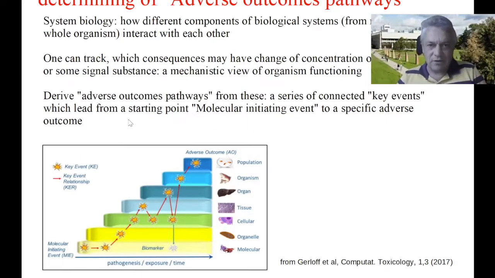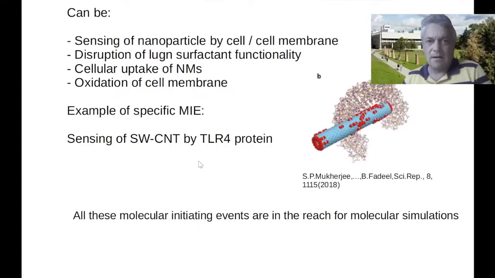Such adverse outcome pathways are developed in system biology. So for many adverse outcomes, it is known which molecular initiating effects lead to certain adverse outcomes. Such molecular initiating events are things that happen at the molecular level. It can be sensing of a nanoparticle by the cell membrane. If it's inhalation, it can be lung membranes.